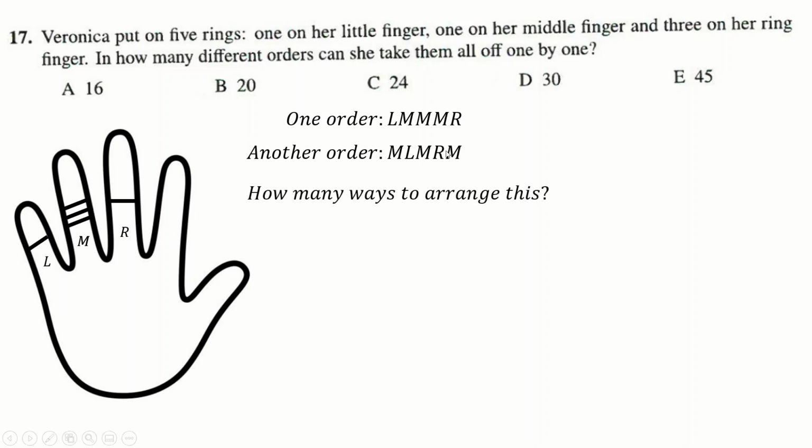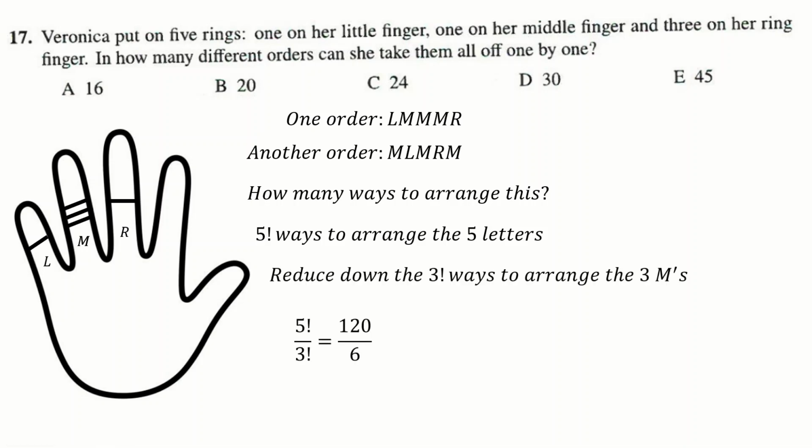The way to arrange a number of letters is you count the number that you're trying to arrange, in this case 5, and you do 5 factorial. And then if there are any repeats, you divide by that number factorial. Now M repeats 3 times, so you divide by 3 factorial. So 5 factorial is 120, 3 factorial is 6.